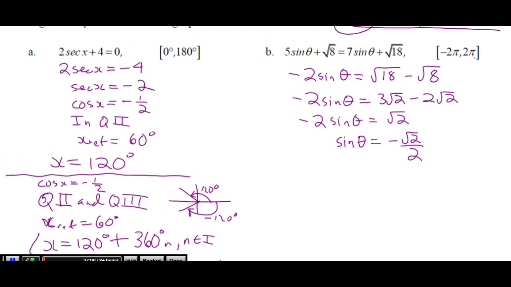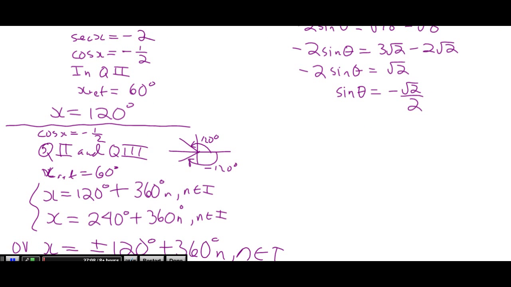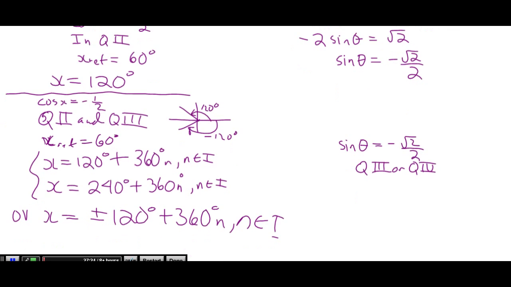Okay, so why don't we do the general solution for this and then we can just restrict it. We'll do it down here, right? So we'll say, okay, sine theta is negative root 2 over 2. So what quadrant is it in? 3 or 4? What's the reference angle for root 2 over 2? That's going to be pi over 4. Okay, here, let's draw this out. So that's 5 pi over 4.